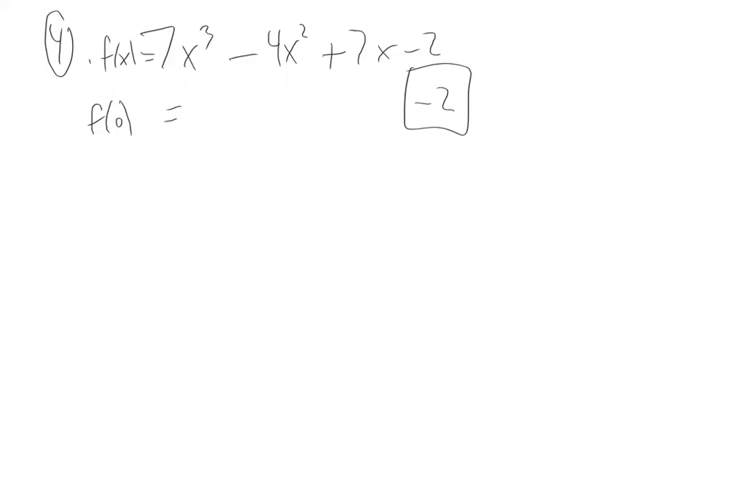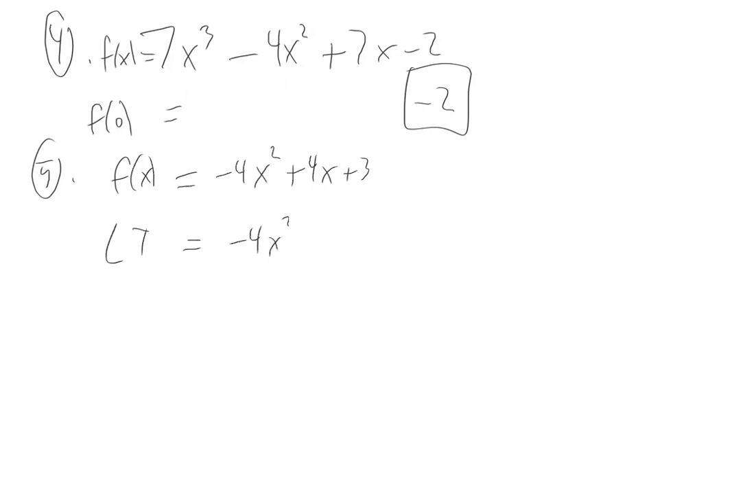Now let's try problem 5. It says f of x equals negative 4x squared plus 4x plus 3, and we're supposed to graph it. The leading term is the one with the biggest power, right? And the leading term is negative, so you know the right side of it goes downwards.